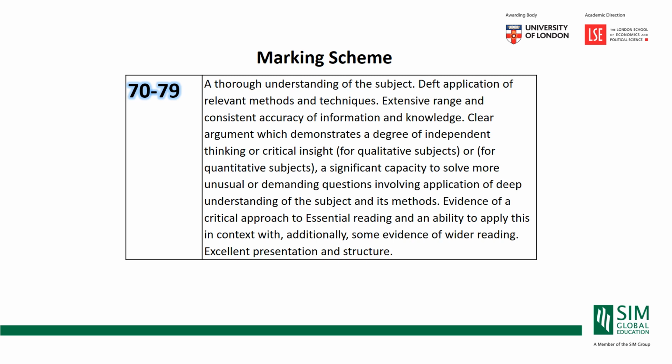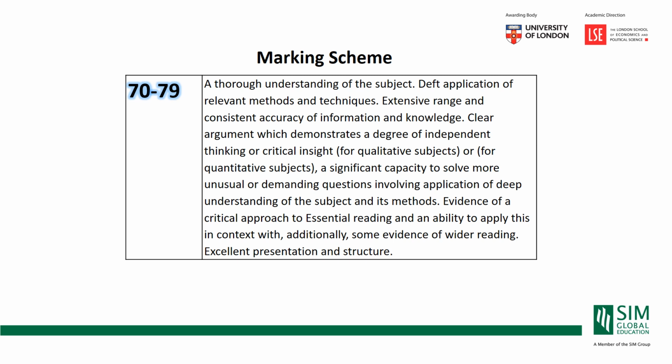Okay, so in order to achieve a 70, you will have demonstrated a thorough understanding of the subject's depth, application of relevant methods and techniques, extensive range and consistent accuracy of information and knowledge, clear arguments which demonstrate a degree of independent thinking or critical insights for qualitative subjects, or for quantitative subjects, a significant capacity to solve more unusual or demanding questions involving application of deep understanding of the subjects and its methods, evidence of a critical approach to essential reading, and an ability to apply this in context with, additionally, some evidence of wider reading, excellent presentation and structure.